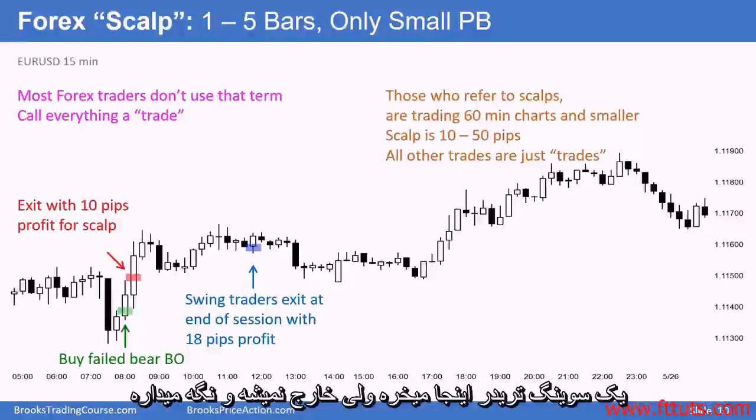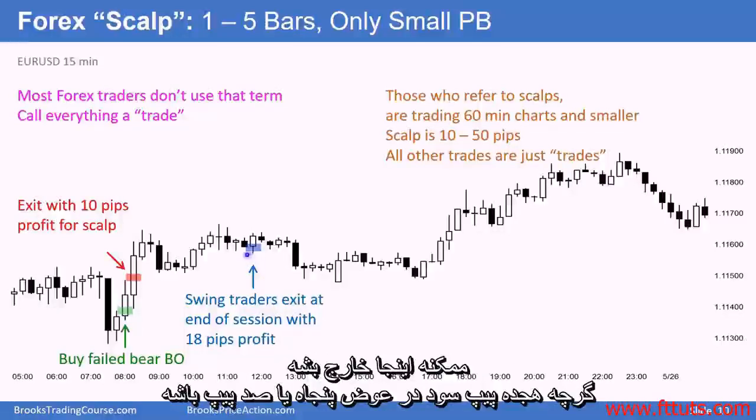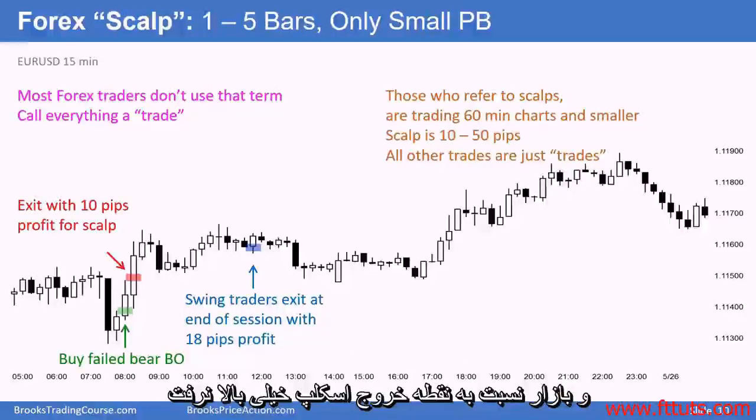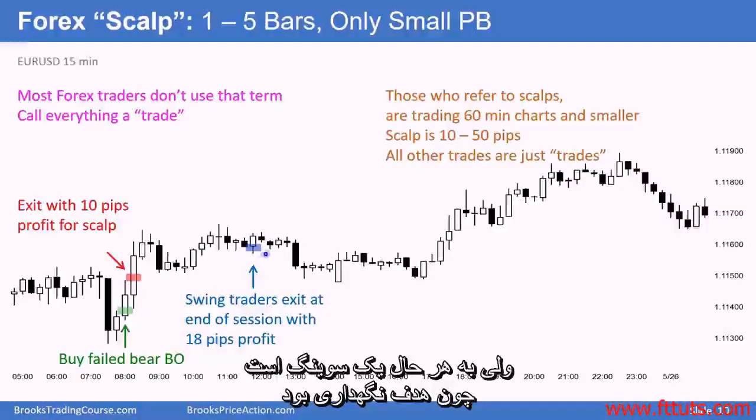A swing trader buying this trade would not get out here. He would hold, but then at some point he's seeing that the trade is not going very far. And now we're getting near the end of the session, 11 o'clock, 12 o'clock California time, and he might get out here. Even though he only made 18 pips profit instead of 50 pips or 100 pips, and the market did not go up much at all from the scalp exit, this person's still possibly a swing trader because he took the trade with the intention of holding it for a swing.